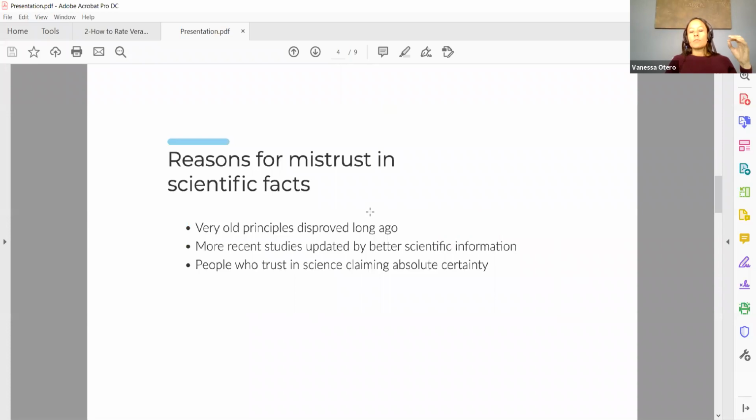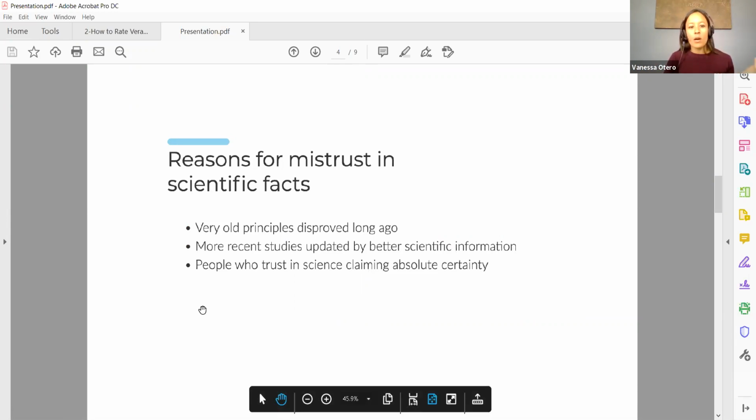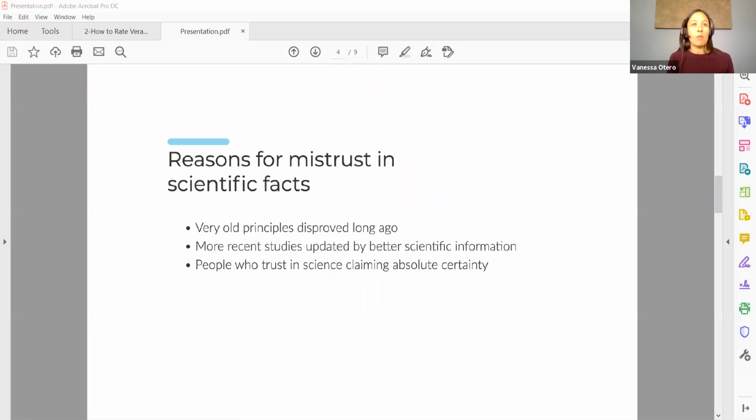All right. So there are reasons that people will mistrust scientific facts. We'll talk about this just in terms of orientation to truthfulness, and then we'll apply this to the news. Reasons people might mistrust scientific facts is because they can point to examples where very old principles were disproven long ago. Like people used to think the earth was flat. Everybody thought the world was flat. Turns out that was wrong. The earth was round, and they'll point to that example.